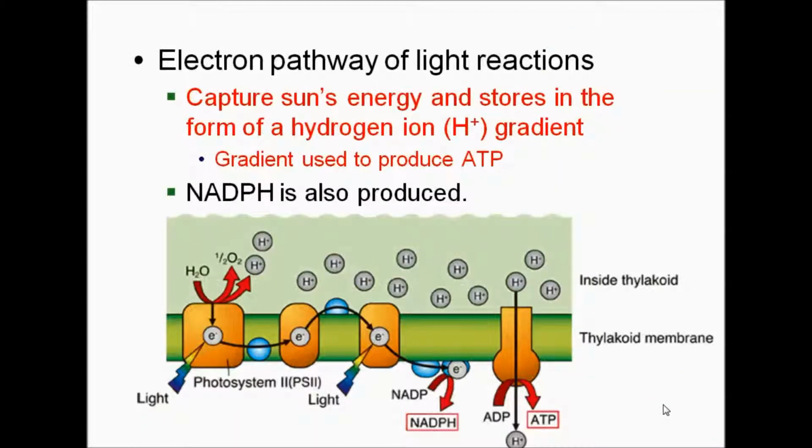All right, so what exactly is happening there? Well, there's an electron pathway. So what we're really doing is capturing the sun's energy and storing it in the form of a hydrogen ion. So we're taking that water right there and we're splitting it. This oxygen comes off, and that's going to be the byproduct that turns into oxygen gas because we want all those hydrogen ions. All of this is happening inside the thylakoid, and this is the thylakoid membrane.